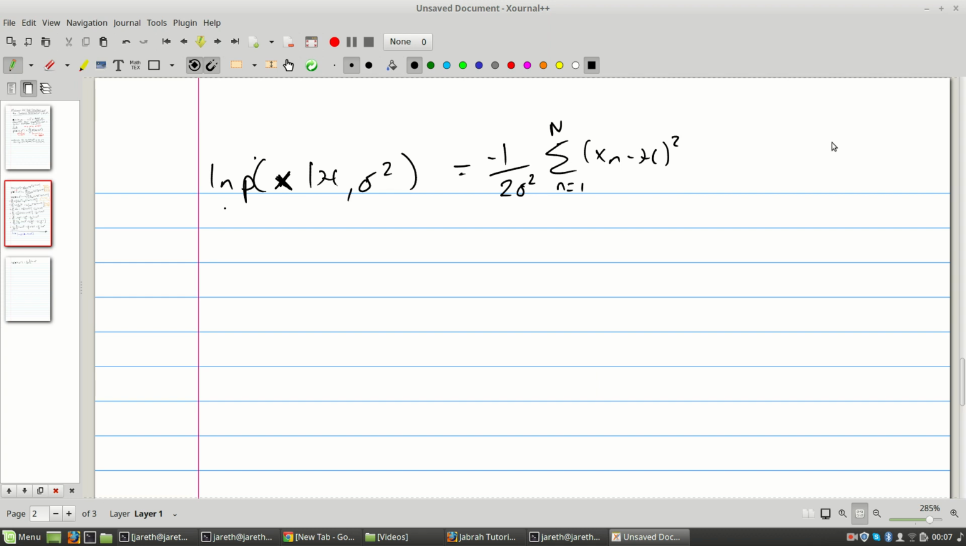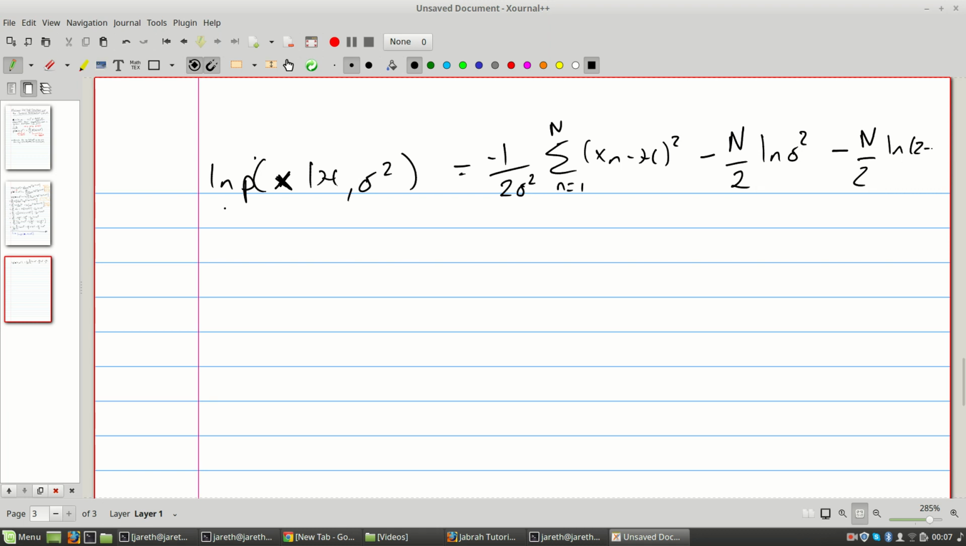So we have this, minus N over 2 ln sigma squared, minus N over 2 ln of 2 pi, right? Okay, so first things first, we want to estimate the value of mu, and to do that we need to maximize the likelihood with respect to mu.